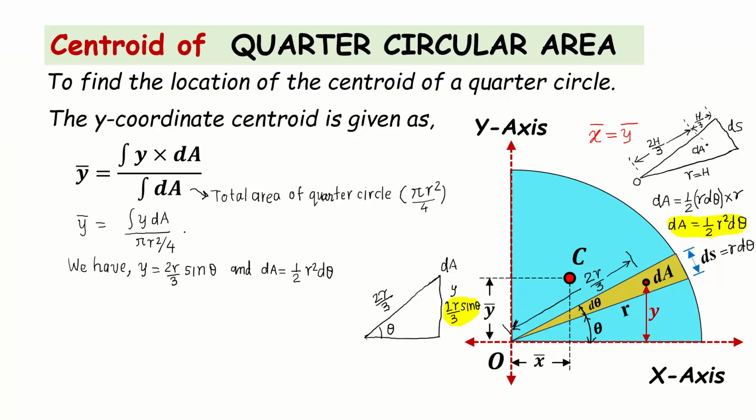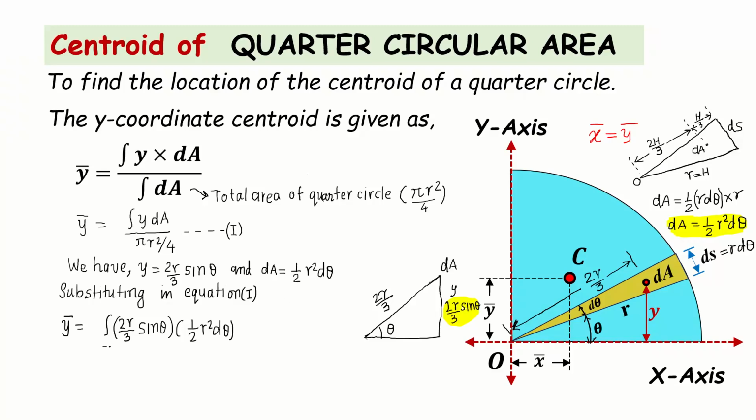So let me call this equation 1. If you substitute in equation 1, you'll be getting y bar, that is the y coordinate of the centroid, as integration of y, which is 2r by 3 sine theta, times dA, which is half r square d theta, and this is whole divided by 1 by 4 pi r square.